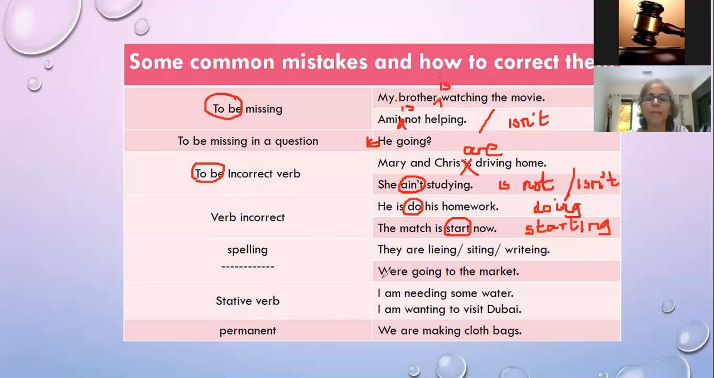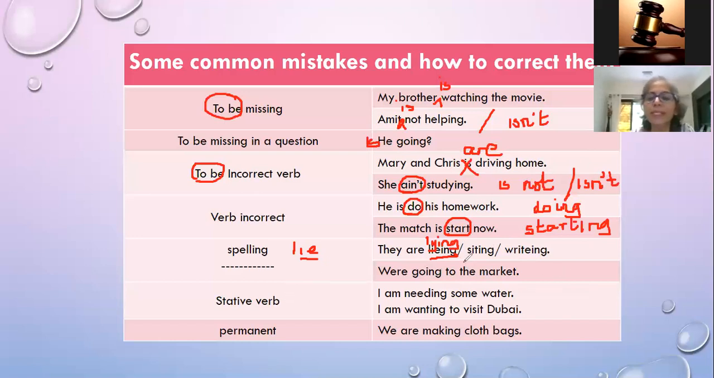Sometimes there are spelling errors that we make. For example, the word lying. As I told you earlier, lie is ending in IE. So we drop the two letters IE and add Y instead. So this should have been written as LYING. They are lying.